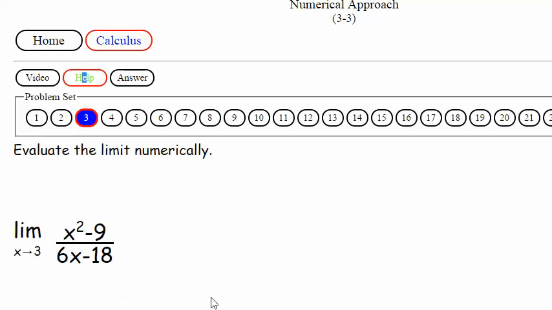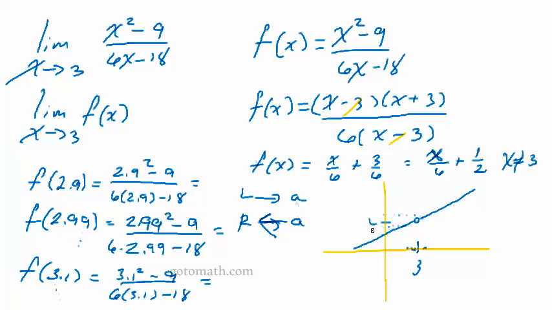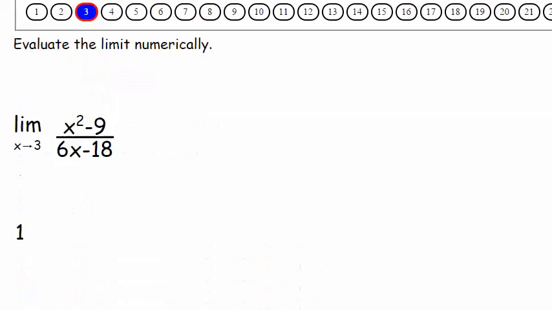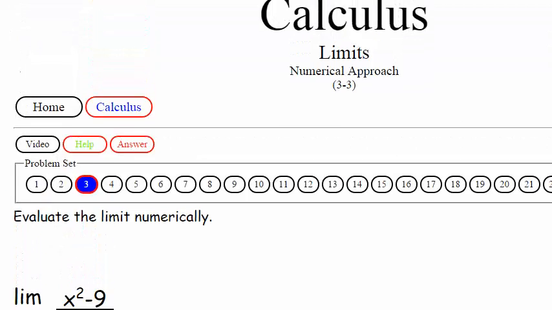What's going on here? Sorry, I need to look at something real quick. Yeah, 3 over 6 is a half. Half plus half is 1. I was thinking of something else. But anyway, answer. Gotta watch that every once in a while. Something sneaks up on me.